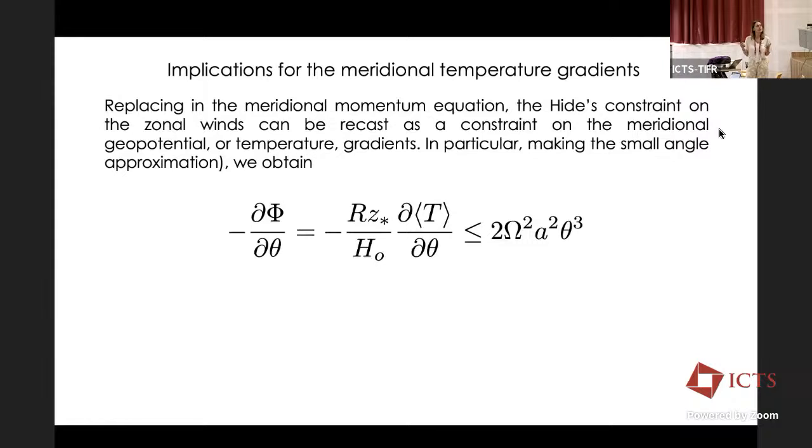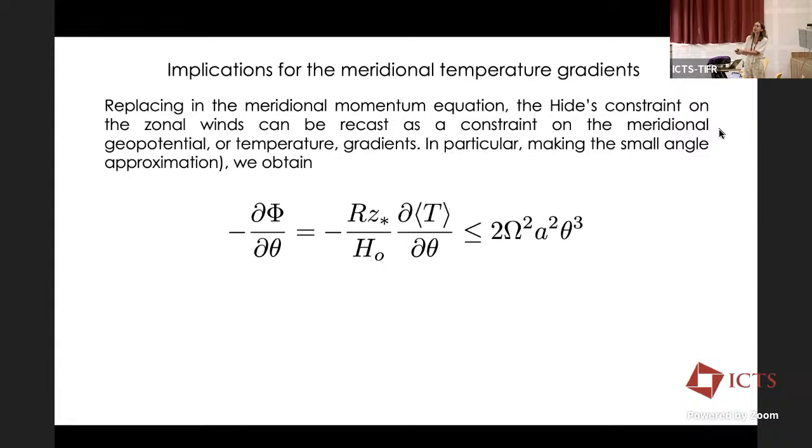And I did this already for you. Again, if you're interested and you don't see how this calculation has been done, let me know. We can go through this together. But basically, you find that the meridional geopotential gradient, which is directly proportional to the meridional temperature gradient, needs to be smaller or equal than this value. Notice this cubic dependence on the latitude.